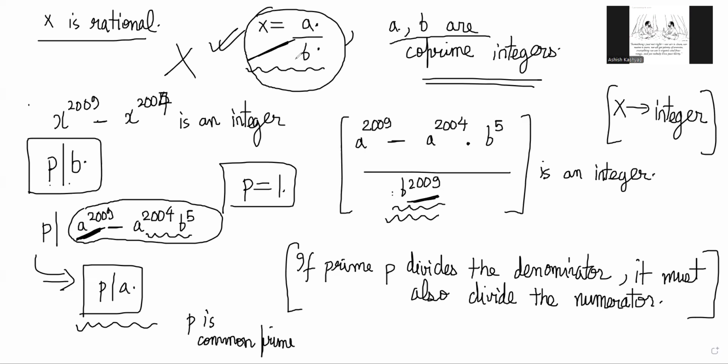Is it clear what we are doing? Yes, sir. We are proving x is an integer by first showing that it is rational and then showing that it cannot be a regular rational number, so it must be an integer. So that is the conclusion of the proof.